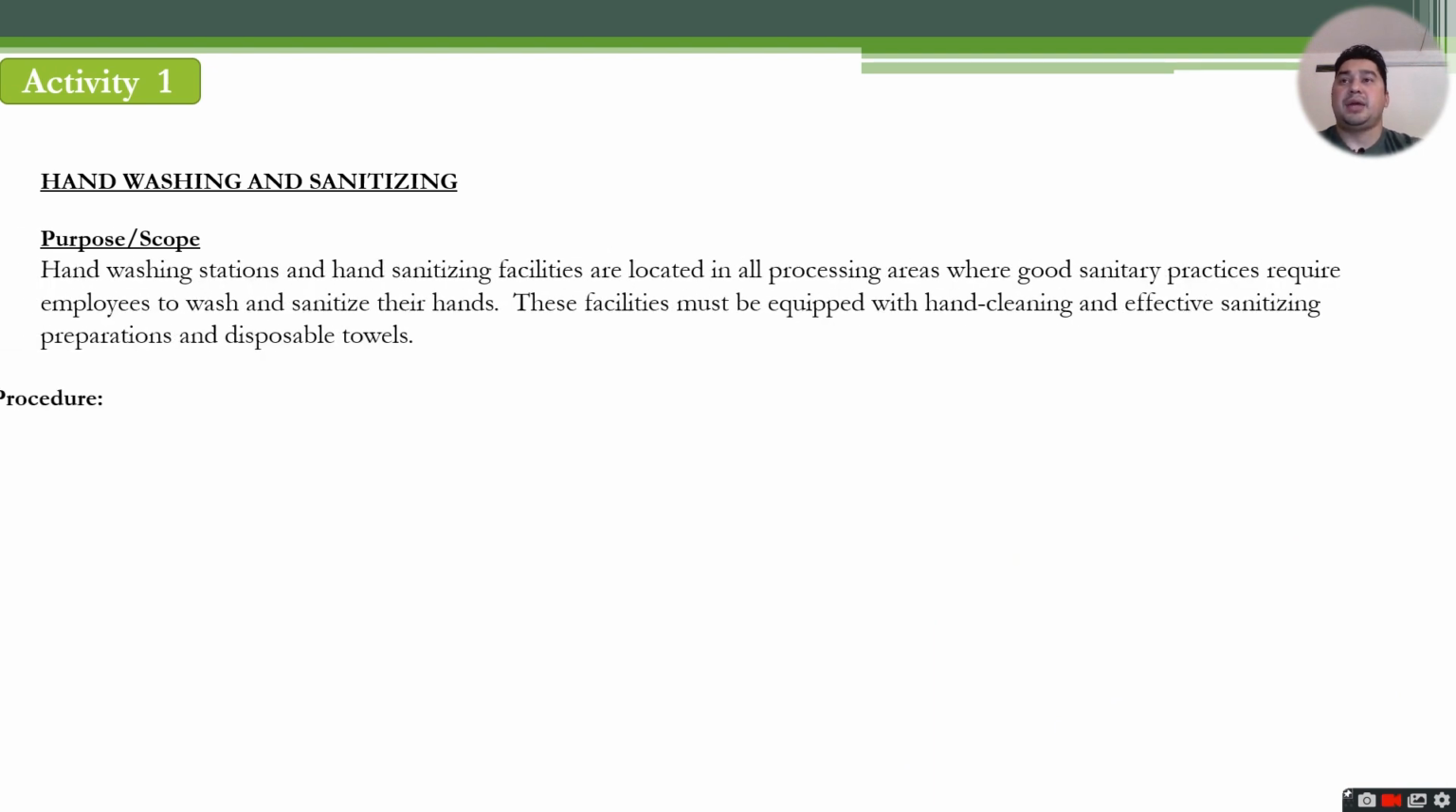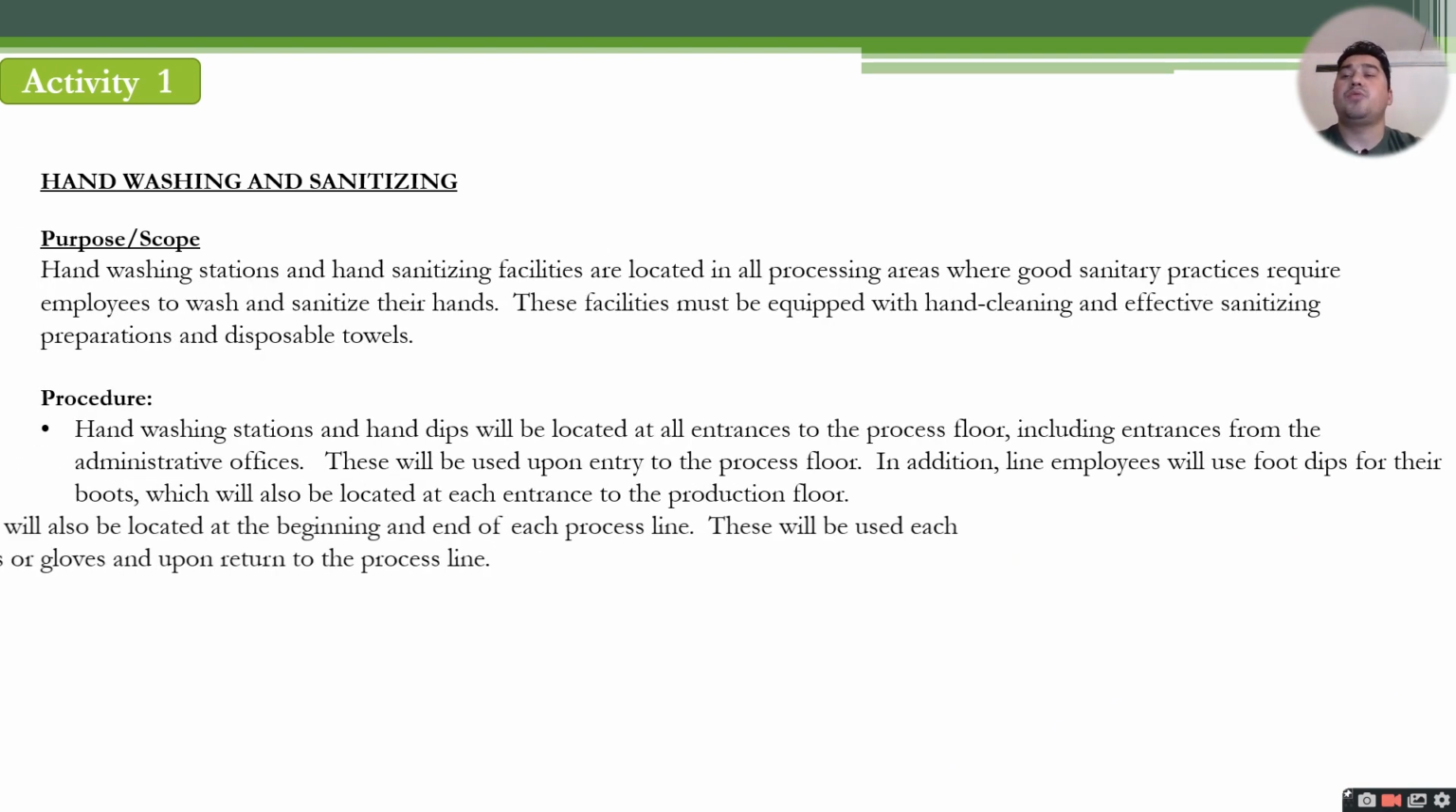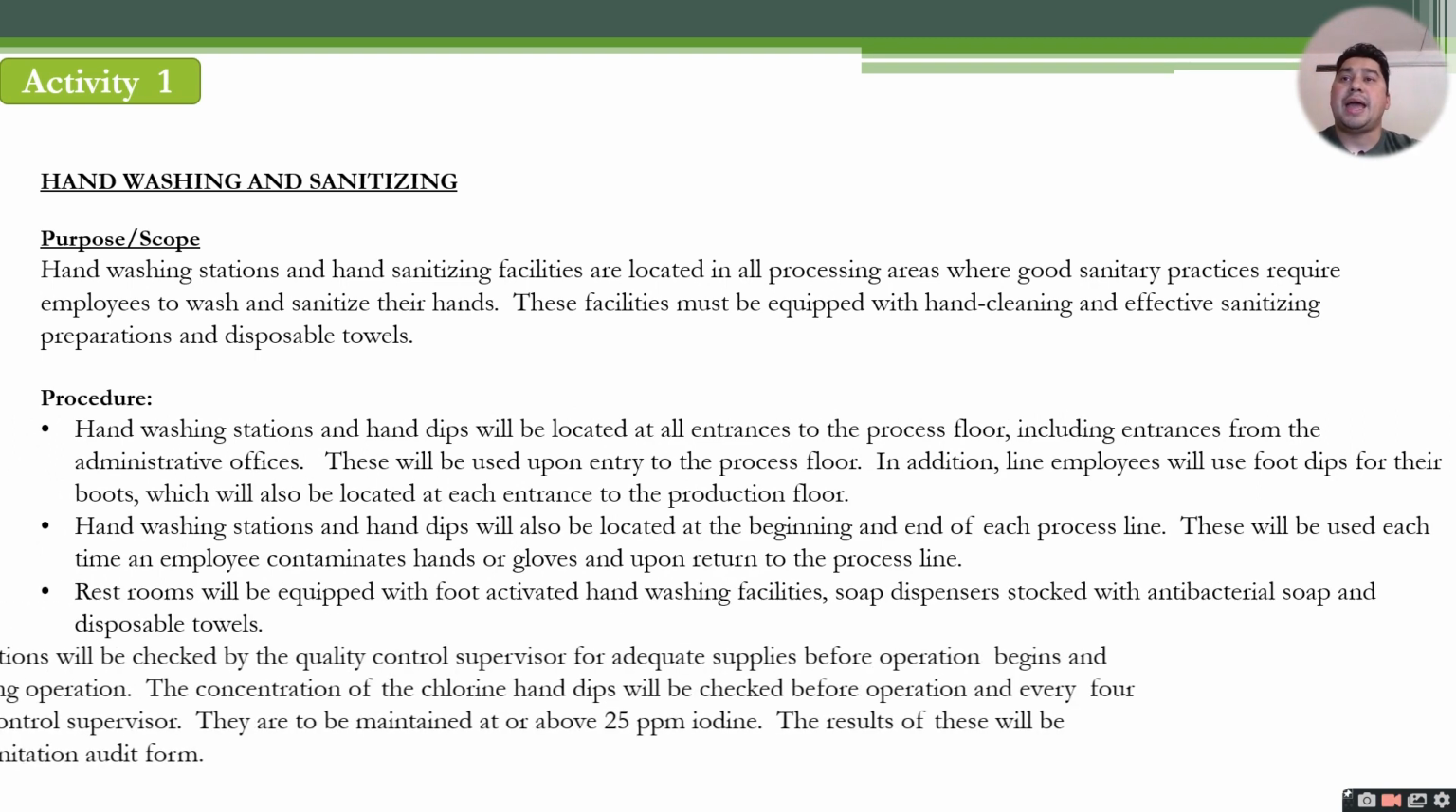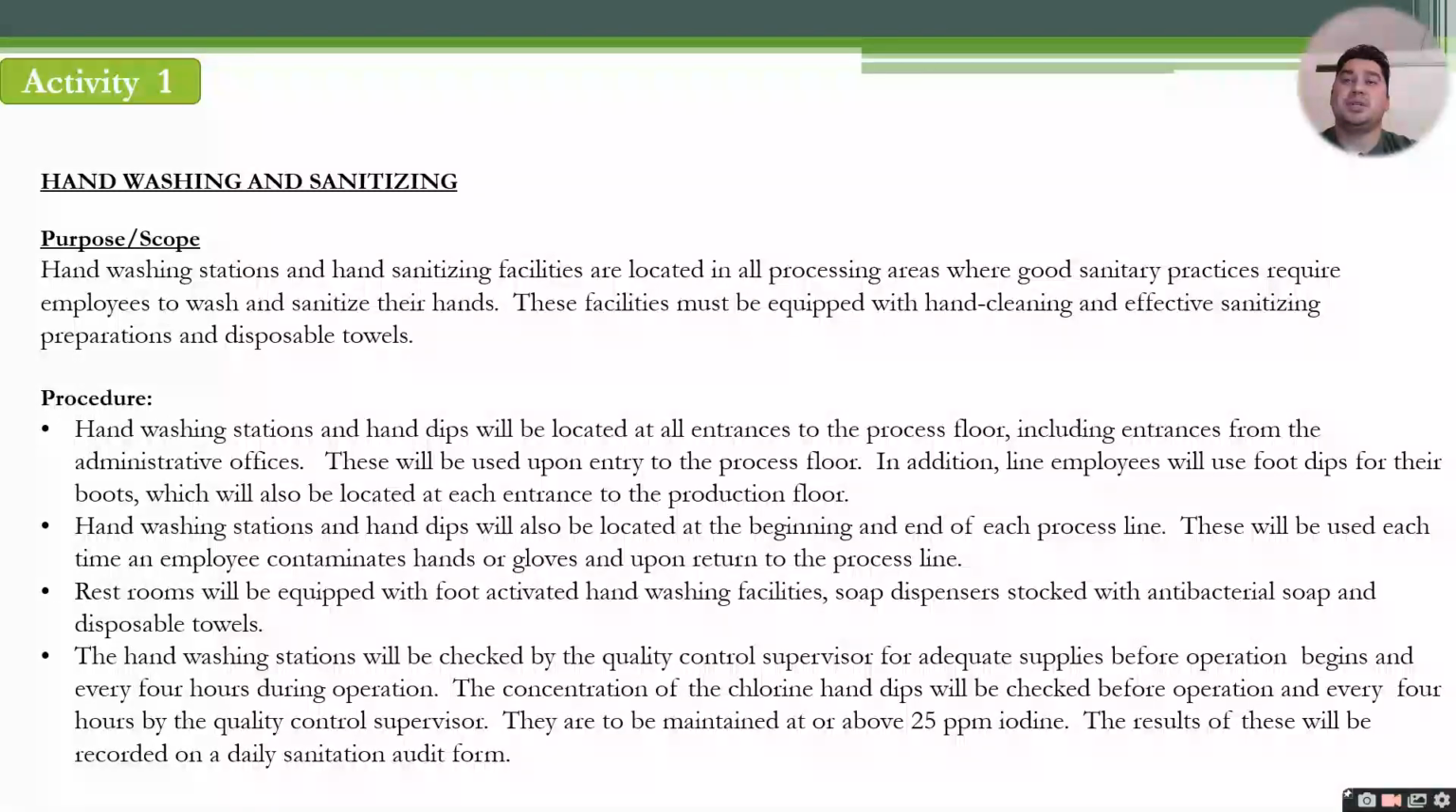Now, activity 1, hand washing and sanitization. What is the purpose of hand washing? Hand washing stations and hand sanitization facilities are located in all processing areas where good sanitary practices require employees to wash and sanitize their hands. That is the purpose. These facilities must be equipped with hand cleaning and effective sanitizing preparation and disposable towels.